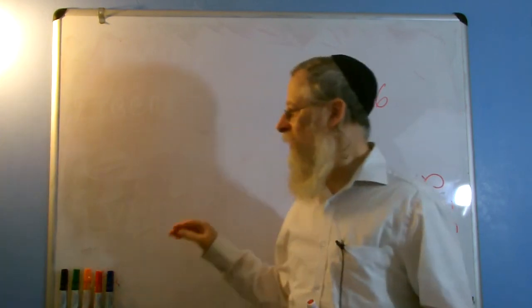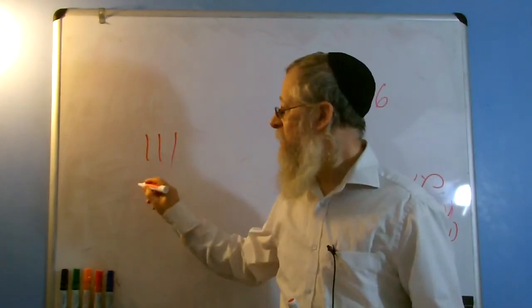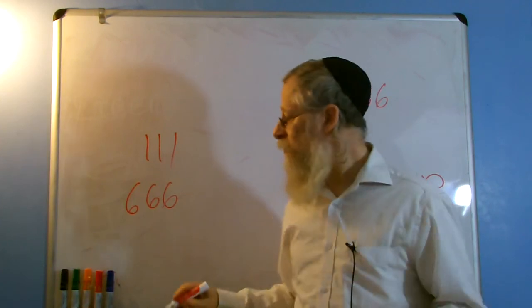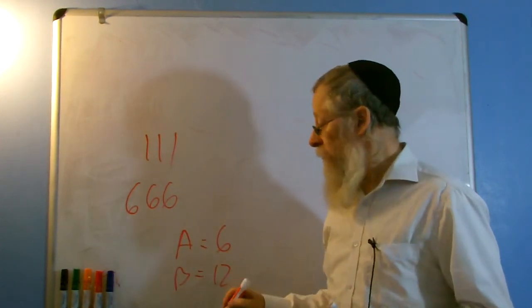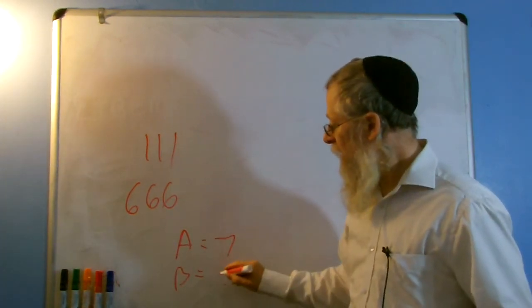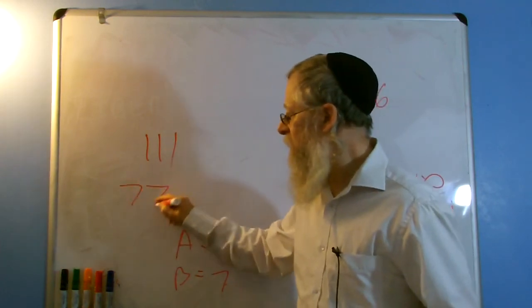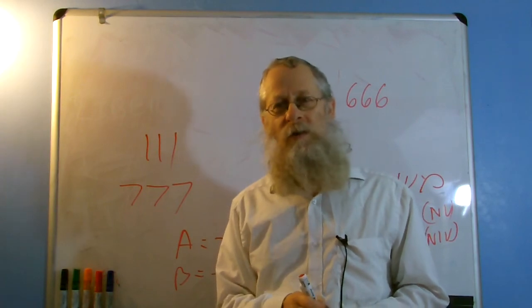Because anything that equals 111 in the placement value will equal 666 in our new gematria values, where A equals 6, B equals 12, because it's just a multiple of 6. I mean, if I say let's call A 7 and B 14, I can get 777. Wow, cool, lots of things equal 777, right? The magic number.